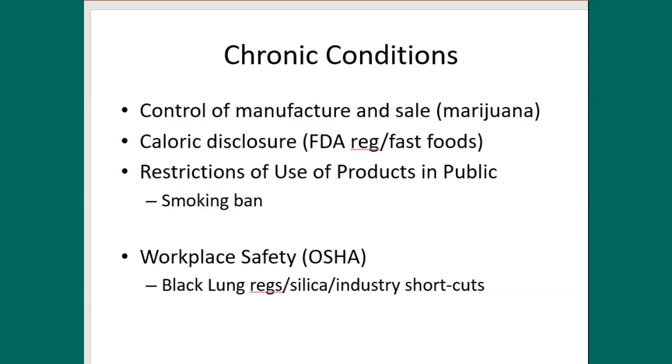Caloric disclosure on menus and on food product packaging is imposed by FDA regulations, and restrictions on the uses of products in public, like the smoking ban in public, is another good example of that. Another big category is workplace safety. No matter where you work, there are some OSHA regulations which apply, and they're designed to make sure that there is some uniformity and a basic standard of safety which is imposed on all working places depending on the particular dangers that are intrinsic to that occupation.